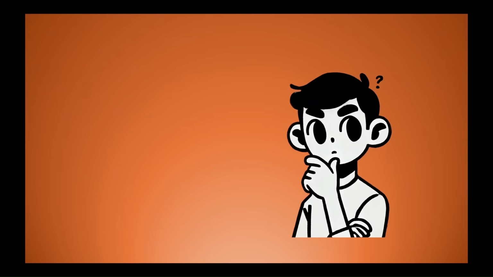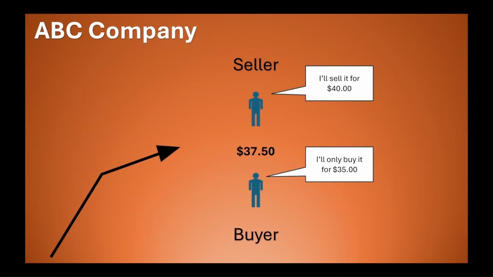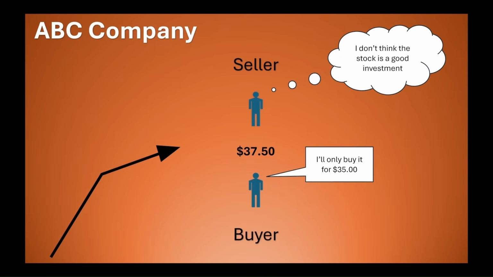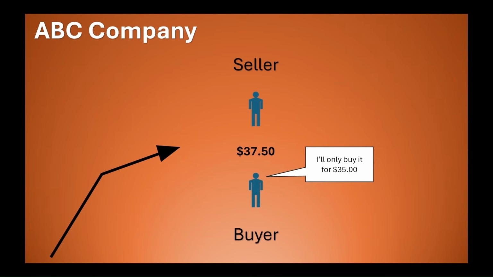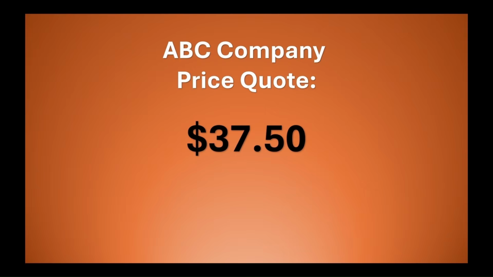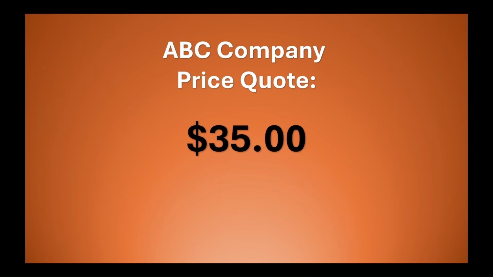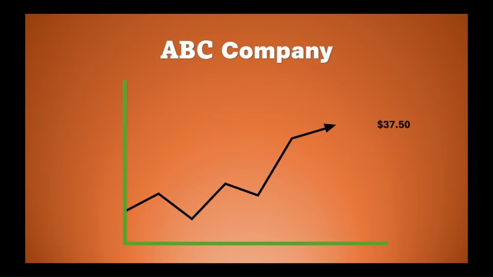But what if it were the other way around? What if the seller agrees to the buyer's price instead? Let's go back to our example. Assume the seller doesn't think the company is a good investment anymore. So instead of the buyer going up, the seller comes down to the buyer to accept his price at $35. Similar to before, the stock price changes to reflect the trade. But this time, it goes down to the agreed $35 price. And instead of going up to $40, the line on the graph declines to $35 as well.